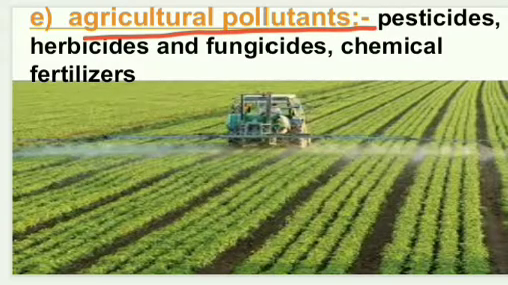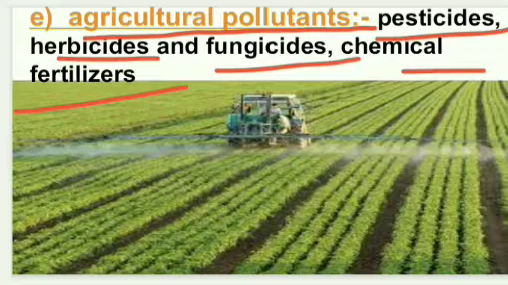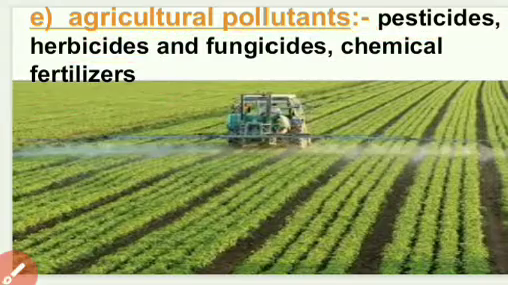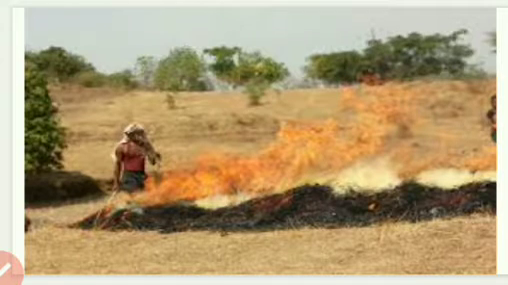Pollutants which are discharged from agricultural activities. Now agricultural pollutants are pesticides, herbicides, fungicides and chemical fertilizers. So here in this diagram, in this picture we can see how are pesticides, herbicides are sprayed on crops, and during this spraying of pesticides, these are the aerosols of these pesticides, they remain there in the atmosphere. One more picture is here which shows how are agricultural activities responsible for emission of carbon dioxide and other dangerous gases into the atmosphere. So this is how agricultural pollutants are also there in the list of air pollutants.